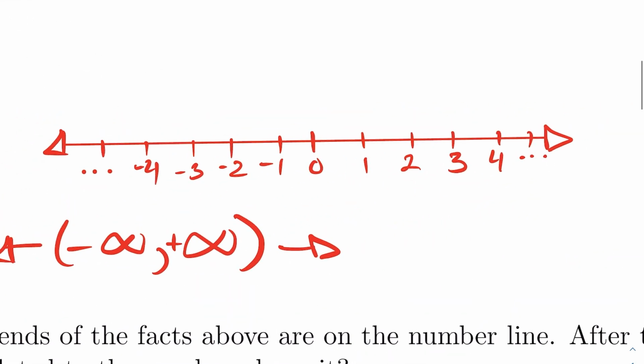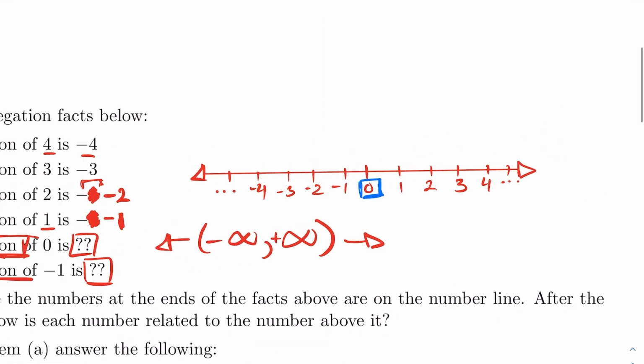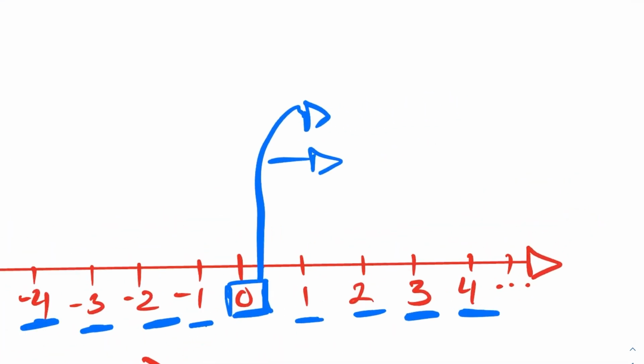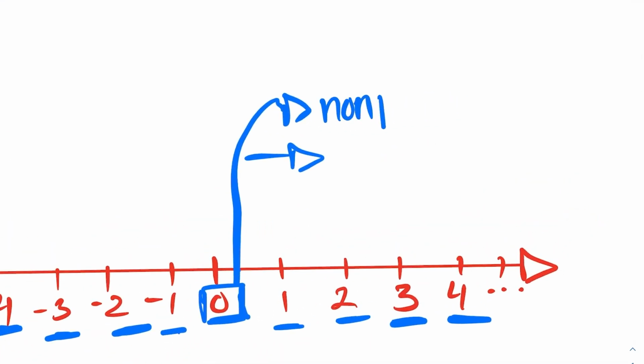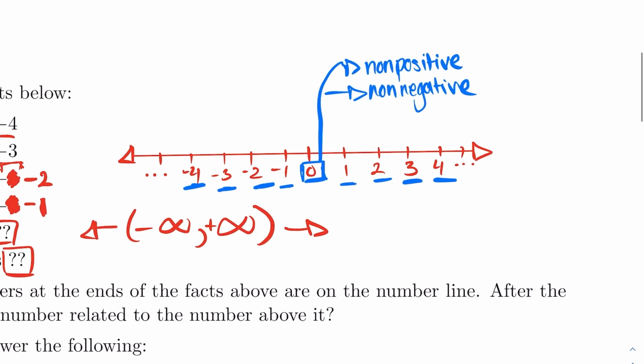So let's take a look at 0. So what do we notice about 0? There is only one 0. In comparison to the others, when we have 4 and negative 4, there's always the opposite, 3 and negative 3, 2 and negative 2, and 1 and negative 1. Well, we discussed this in the video, and what did we call it? We said that 0 is both non-positive and non-negative, meaning that it does not have a negation. 0 is just 0. It's its own unique property. There is no negative 0. There is no positive 0.